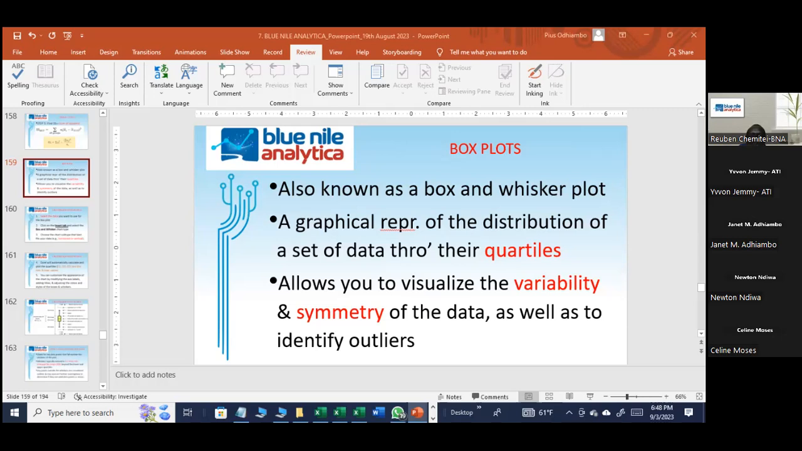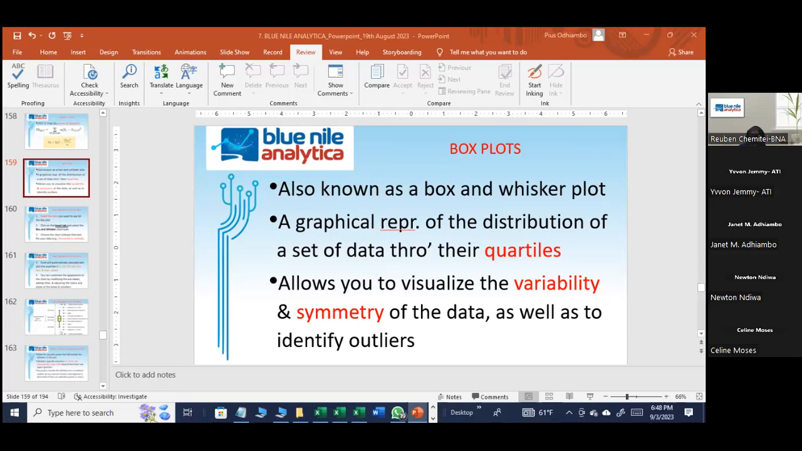Now, box plots is one tool that we normally use to get those summaries. What is the mean? What is the highest value? What is the lowest value? What is the range? What is the lower quartile? What is the upper quartile?